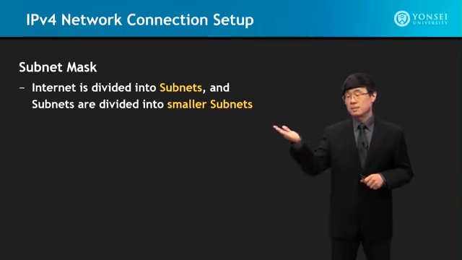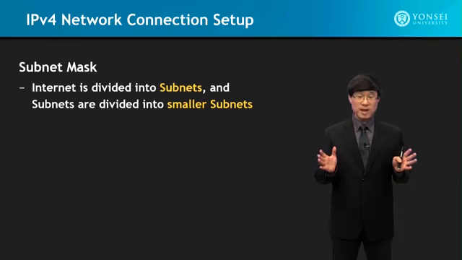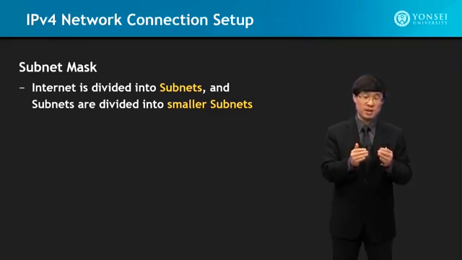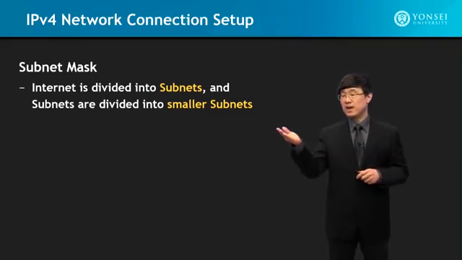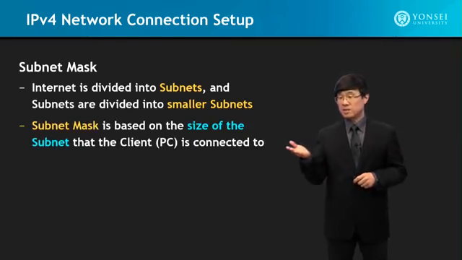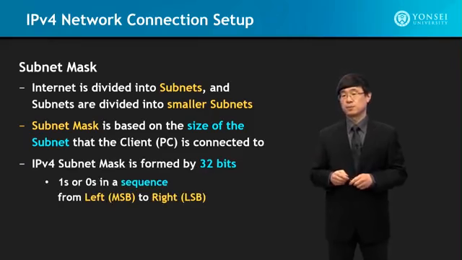Now, subnet mask. The internet is divided into subnets. These are subdivisions of the overall internet, and they divide it this way so that the networks are groups that are managed together, and it helps the routing to be much more efficient and scalable. So therefore, if you look at it, the internet is divided into subnets, and subnets are divided into smaller subnets within. A subnet mask is based on the size of the subnet that the client, the PC, is connected to.